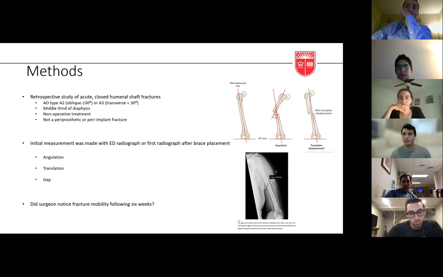Initially, they looked at the ER notes and noticed that these patients were sometimes functionally braced, but most of the time they were placed in a coaptation splint. Within 2 weeks, these patients were sent to an orthopedic surgeon and placed in a functional brace. They followed them for 6 weeks and looked at whether the surgeon noticed fracture mobility after that time period. Those where mobility was noticed were ultimately treated operatively.